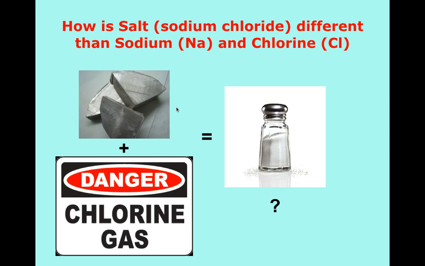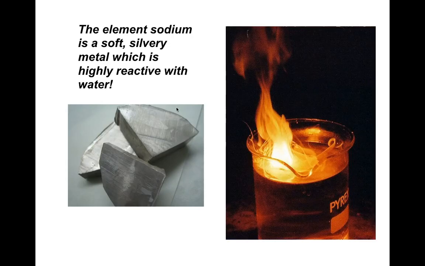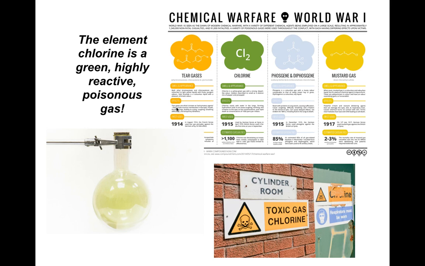Sodium and chlorine, the elements that make up sodium chloride, are really super reactive, super dangerous elements. How does it become something we put on our French fries? The element sodium is a soft, silvery metal. You could cut it with a butter knife. And if you put it in water, it catches on fire. It's super reactive. We'll do that as a demo in a couple of weeks. Chlorine is a poisonous reactive gas. In World War I, it was used to kill people. It's horribly toxic and nasty stuff.